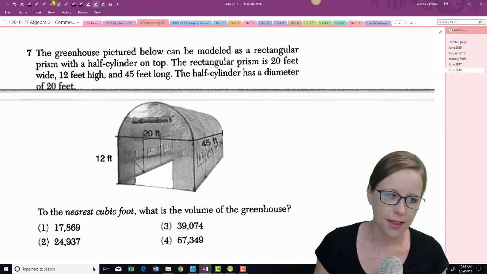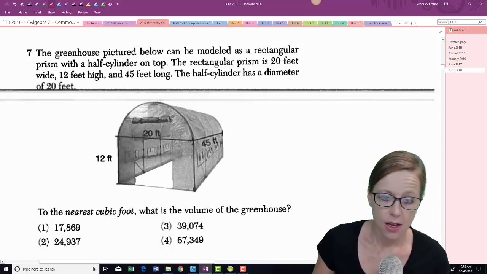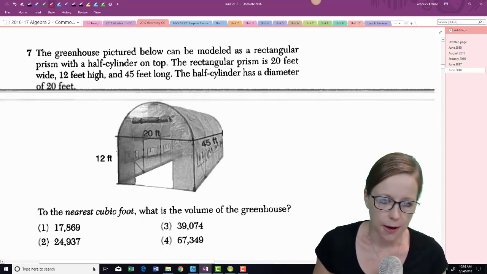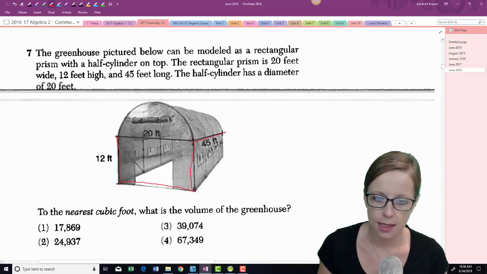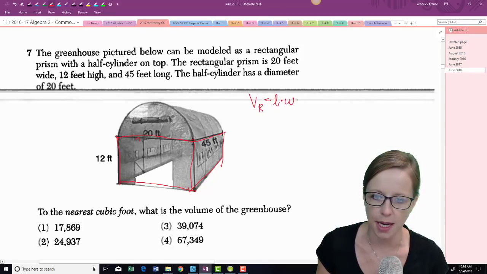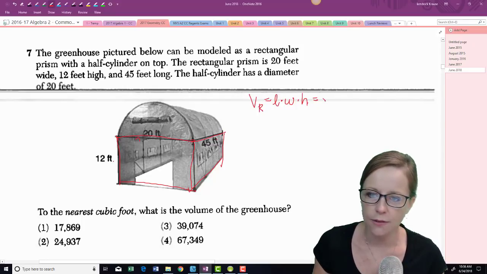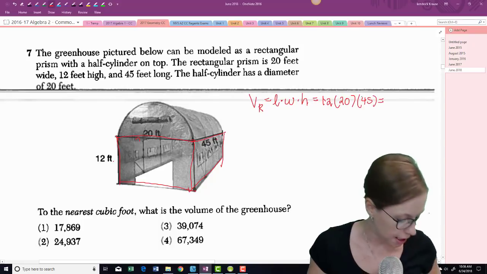All right, so we want to find the volume of this thing. So we're finding the volume, and there's two things going on. You have a rectangular prism here, which is great. Easy peasy, rectangular prism. It is really hard to draw with this pen, by the way. So the volume of the rectangular prism is length times width times height. And let's double check all of our units. Feet, feet, feet, right? So I'm going to have 12 times 20 times 45 is going to be the volume of that rectangular prism.